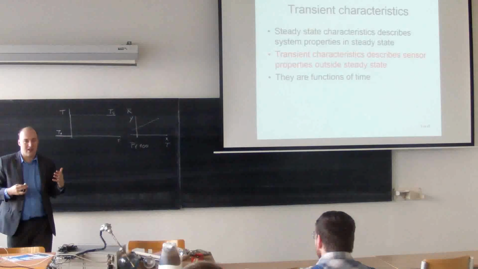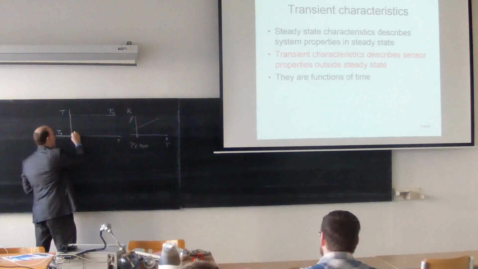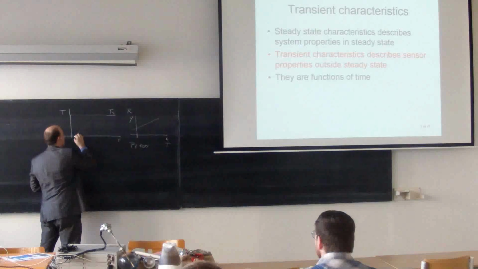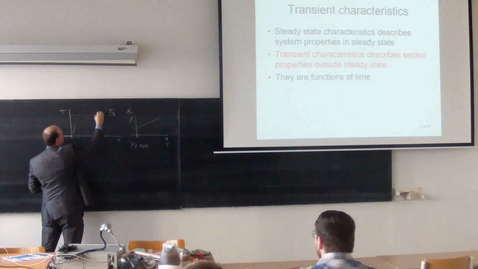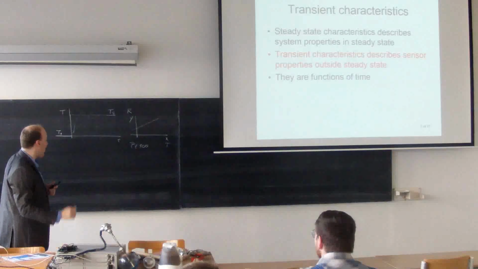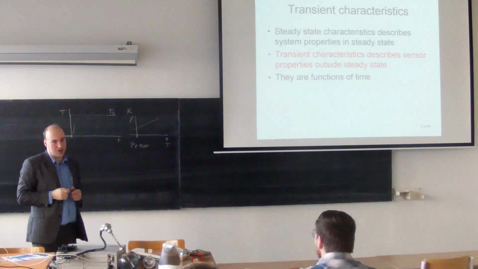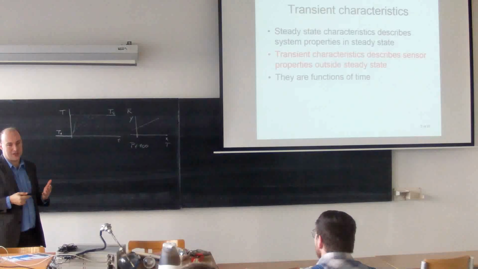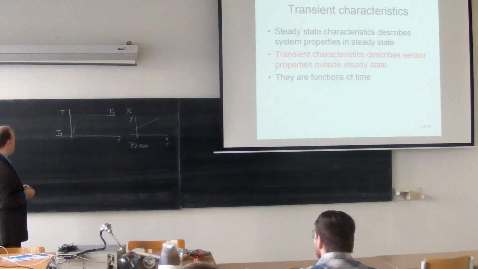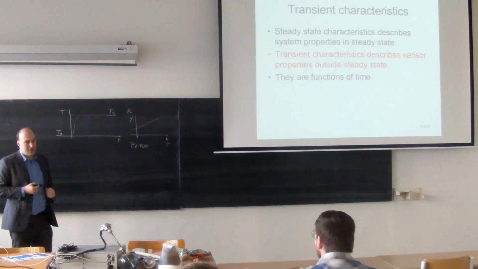Now the question is, how will the sensor output look? Will it be like that, or like that, or like that, whatever you can imagine. So now we will make an experiment. The output function will be called the transient response, and it will be a function of time. So it will be a description of this curve that we will have at the end.